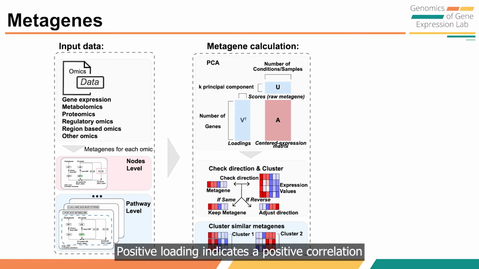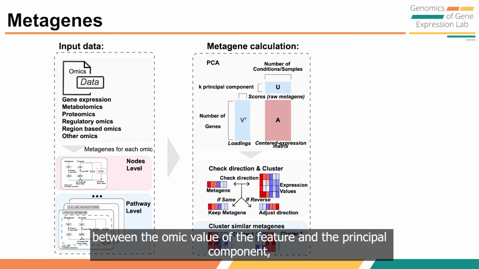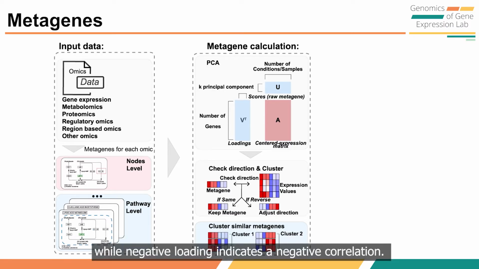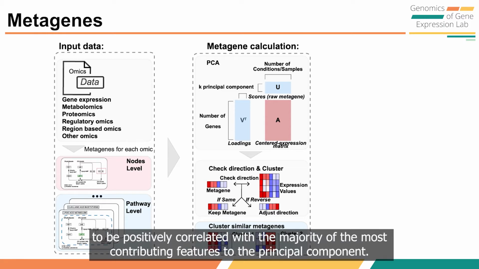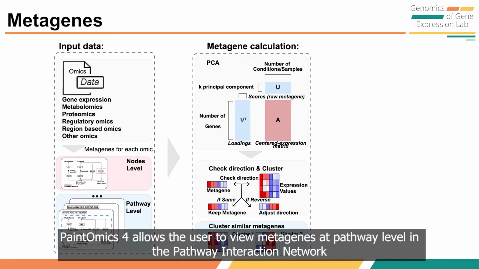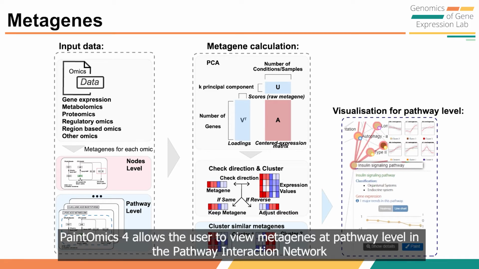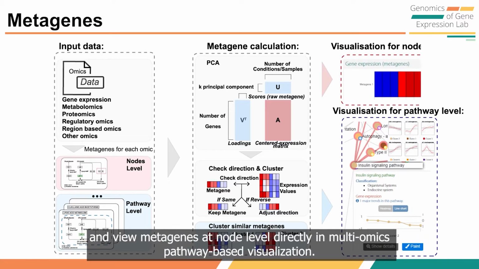Positive loading indicates a positive correlation between the omic value of the feature and the principal component, while negative loading indicates a negative correlation. When needed, metagene score values are adjusted to be positively correlated with the majority of the most contributing features to the principal component. PaintOmics 4 allows the user to view metagenes at pathway level in the pathway interaction network and view metagenes at node level directly in multi-omics pathway-based visualization.